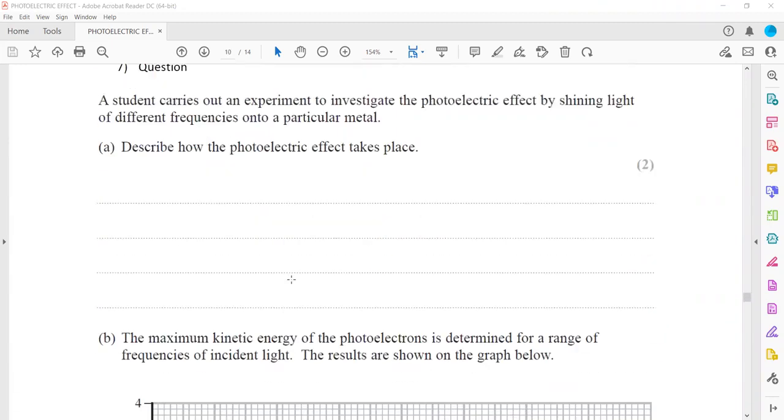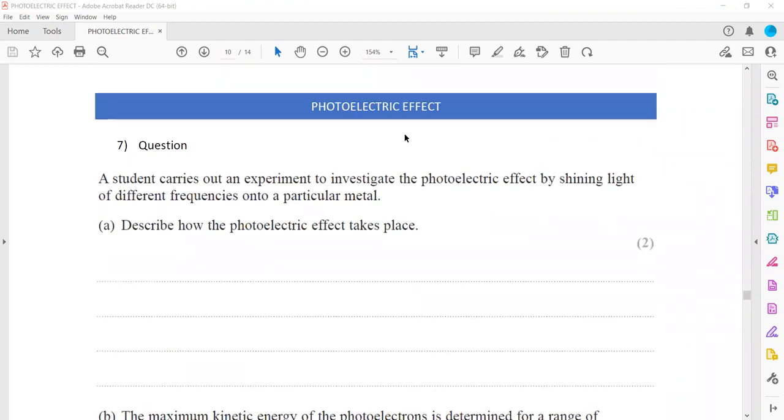In question 7, a student carries out an experiment to investigate the photoelectric effect by shining light of different frequencies onto a particular metal. Describe how the photoelectric effect takes place. So you just have to write a definition of the photoelectric effect. What happens when light in the form of a particle, or a photon, is absorbed by the electron? These electrons will come out of the metal surface when the energy of a photon is more than the work function. So the photon is absorbed by the electron, or the photon transfers energy to the electron, and these electrons will come out from the metal surface.